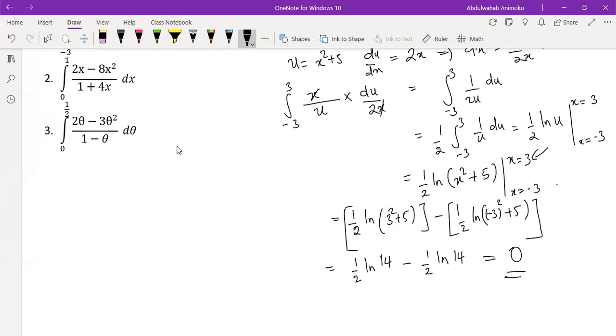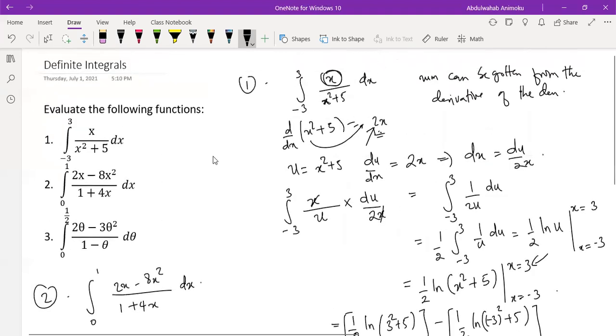Now let's look at the second one. What is the second problem here? It states the integral from 0 to 1 of 2x minus 8x squared over 1 plus 4x. Please pay attention to this. If you look at the previous problem, we notice that the degree of the numerator is less than the degree of the denominator. When this happens, you try the substitution rule. Substitution, most times, would solve the problem.